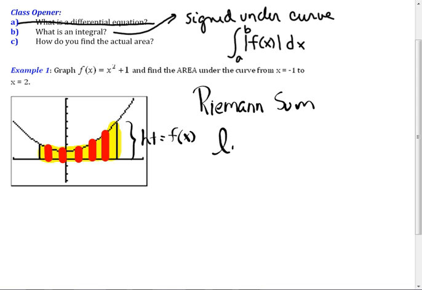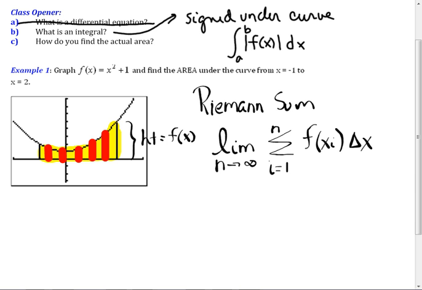So it's going to be the limit as n goes to infinity, just to do this quickly. And we'll count from i equals 1 to n. I want an infinite number of rectangles. And it's going to be the height of the function at each x value times the base. And we could do that. We could actually draw in all the rectangles.